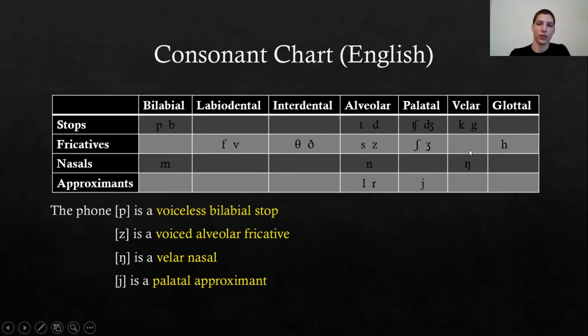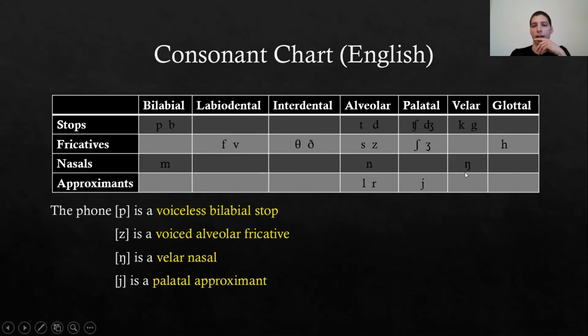But you can use this chart to help identify the features. So you can name a phone after the features it has by kind of looking them up in this chart here, where P is voiceless, right? Because it's on the left of the cell. It's bilabial because it's in the bilabial column, and it's a stop, right, in the stop row. Same thing with Z. Z is a voiced sound. Z, right? It's on the right side of the cell. It's alveolar in the alveolar column, and then it's a fricative in the fricative row.